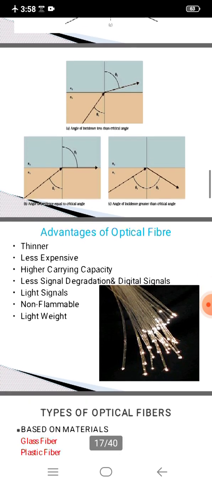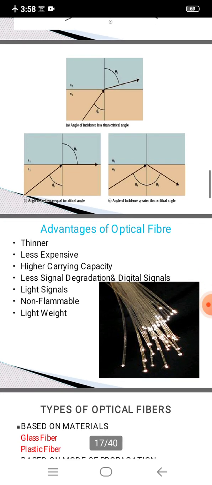So these are the diagrams for three cases. First one, angle of incidence less than critical angle. Here the light ray is refracted through rarer medium. The second one, the angle of incidence equal to critical angle. Here the angle of refraction is 90 degree. This is the critical angle. Then third one, angle of incidence greater than critical angle. Here the light rays get back inside the core material.